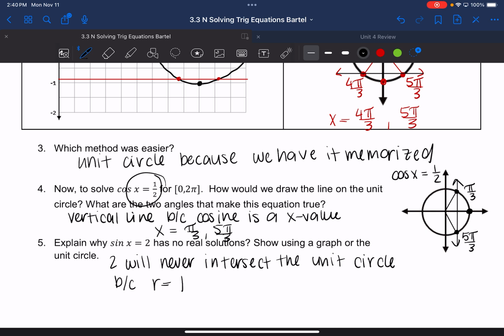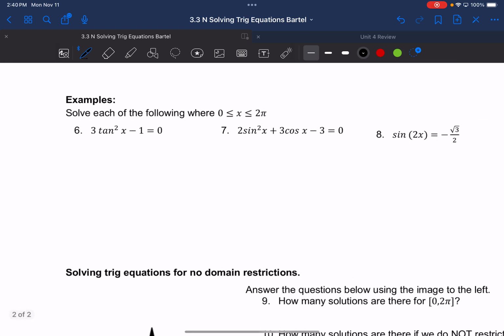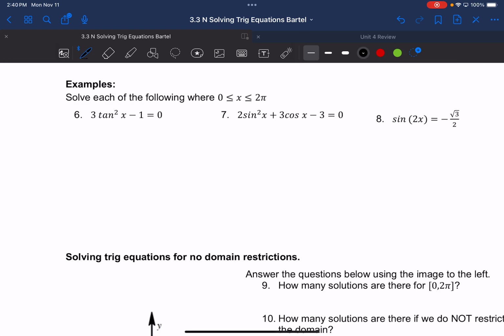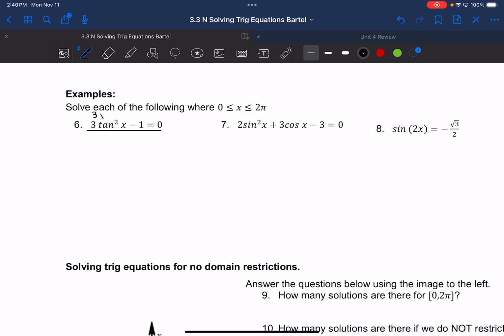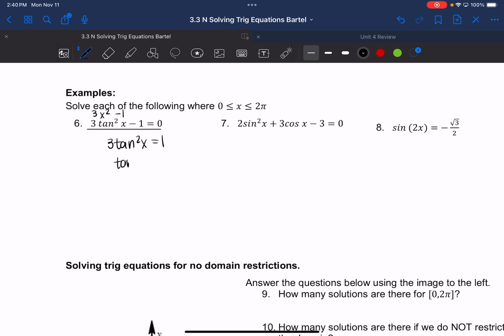So flip it over onto the back. All right, so my goal here is to get x by itself in this equation. So what should I do first? Add 1. Right, because remember, guys, this is just like 3x squared minus 1. So like he said, we're going to add 1. So that'd leave me with 3 tangent of x squared equals 1. What would I do next? Divide by 3. So we'd have tangent of x squared equals 1 over 3.